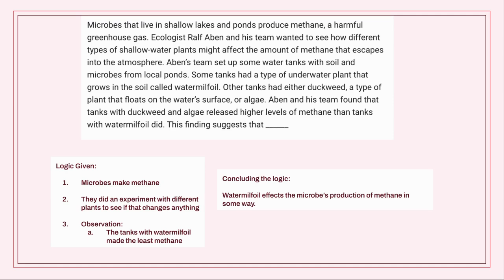They're just saying the observation. The observation was the tanks with the specific plants release certain levels of methane. They're not explicitly saying that this type of plant affects methane production. So that's why I conclude the logic by explicitly saying what this entire passage is leading up to, what that observation means, right? It just means that water milfoil affects the microbes' production of methane in some way, or decreases the production in some way.